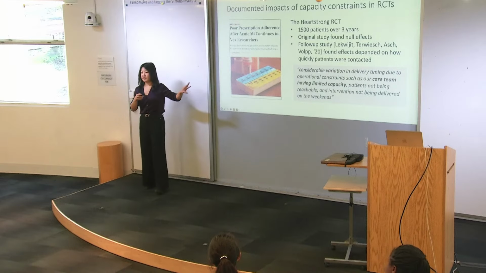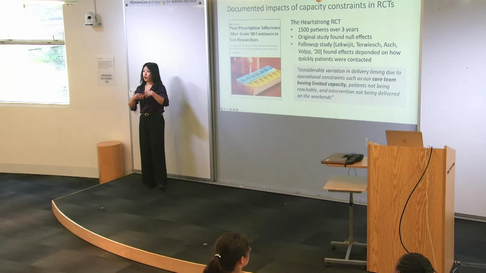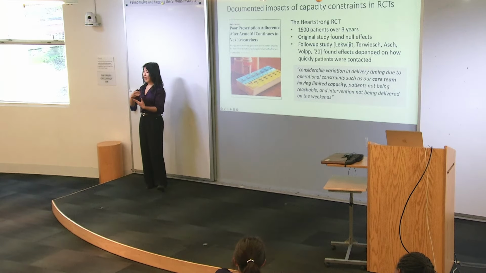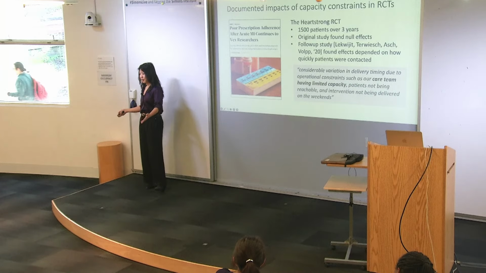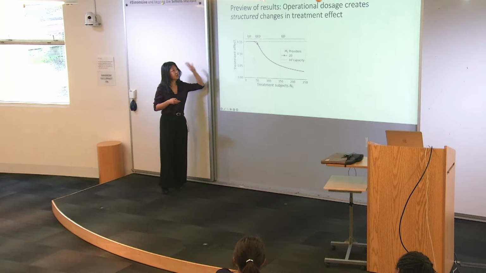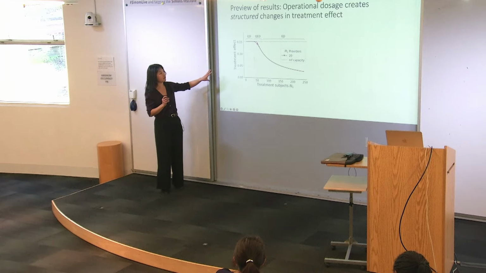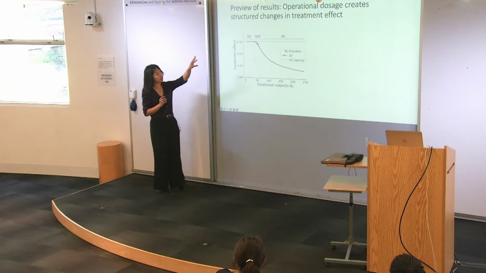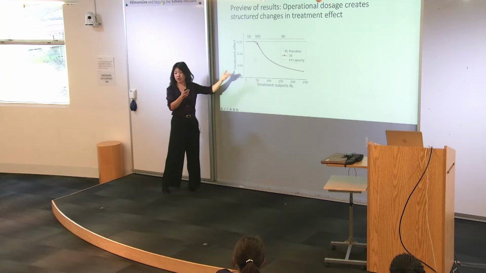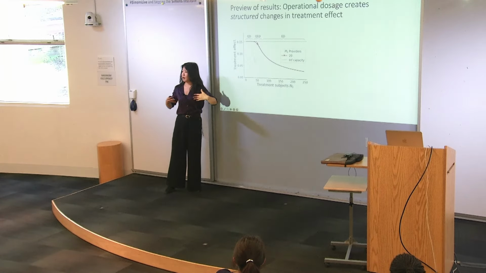The focus of this work is more on what happens when we don't realize that these capacity constraints are actually there. How does this affect our experiments? How does this affect what we actually measure? So to preview the results, and then I'm happy to take more questions, what we find is that this operational dosage creates changes in the treatment effect in ways that we would expect.